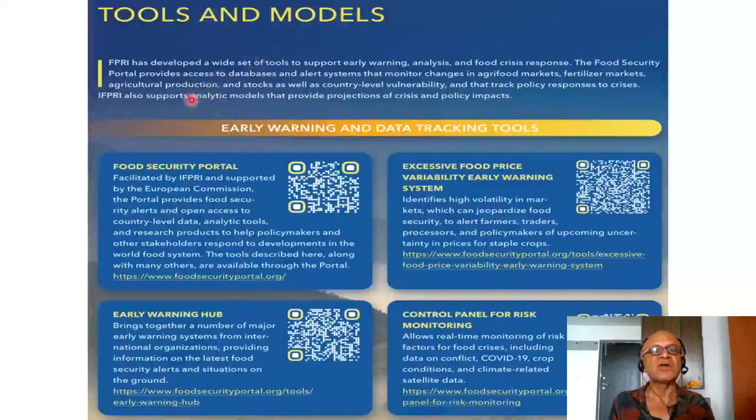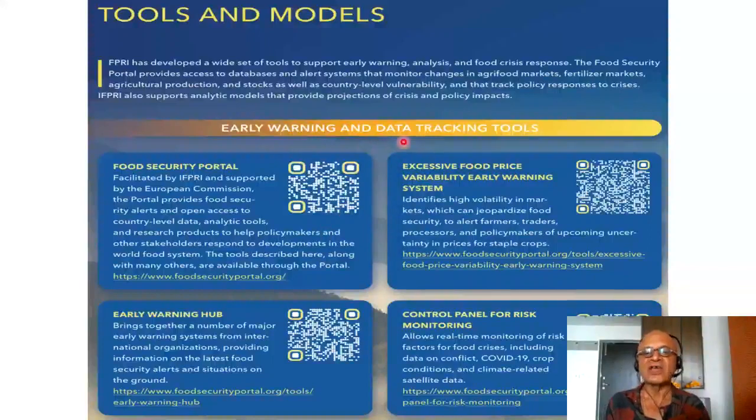Tools and models. IFPRI, International Food Policy Research Institute, has developed a wide set of tools to support early warning, analysis, and food crisis response. Food Security Portal provides access to databases and alert systems that monitor changes in agri-food markets, fertilizer markets, agricultural production and stocks, as well as country-level vulnerability, and that track policy responses to crises. IFPRI also supports analytic models that provide projections of crisis and policy impacts. Okay, so each one has a QR code that you can scan.